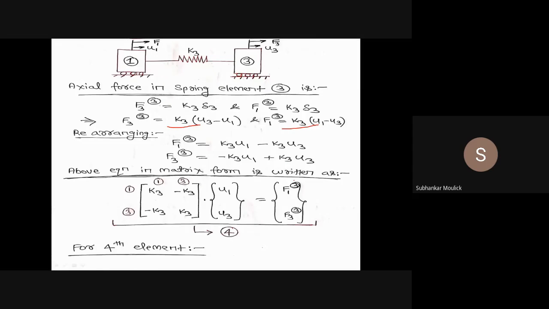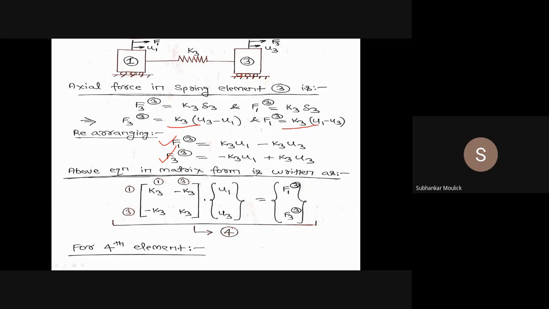Fine. Again, I can see that this third element is connected between two nodes. So there will be two algebraic equations, one for node 1, another one for node 3. Now I have to write these algebraic equations in matrix form. Before that, we have to decide what will be the order of the stiffness matrix. I know from the diagram that in the third element only two nodes are present, that is node 1 and node 3. So the order of the stiffness matrix will be a 2 cross 2 matrix.